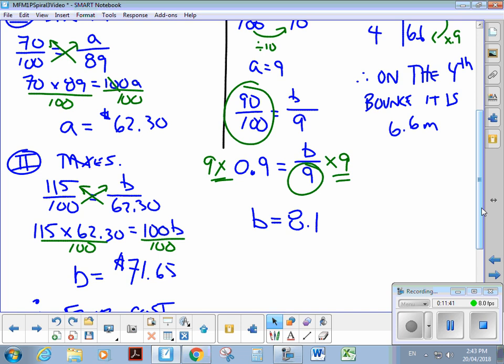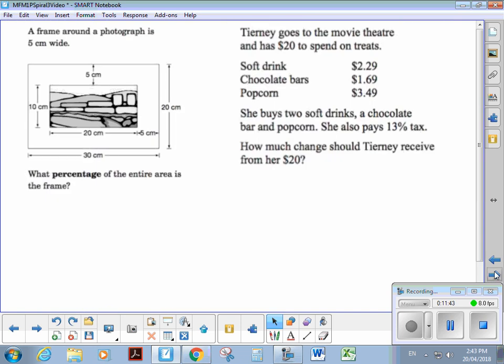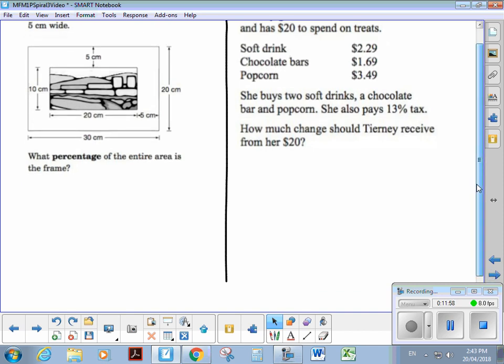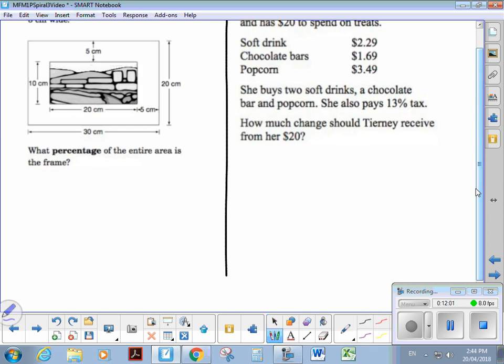All right, let's get one more example in on this video. So, a frame around a photograph is 5 centimeters wide. What percentage of the entire area is the frame? All right, so this is a percentage question. So that means it's out of 100. We want to know what percentage the area of the frame is for the whole area.